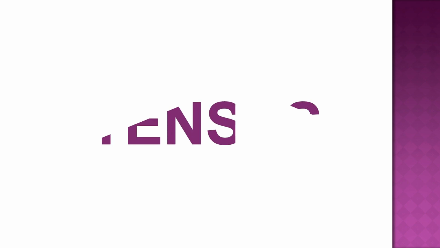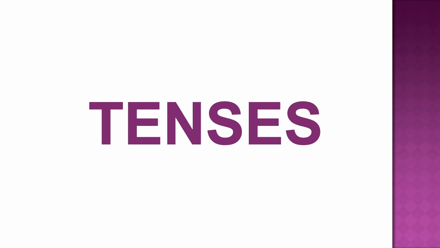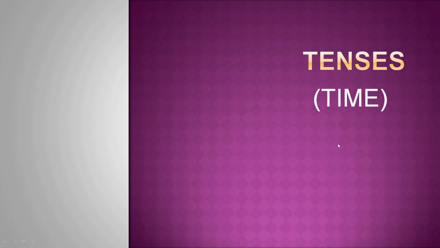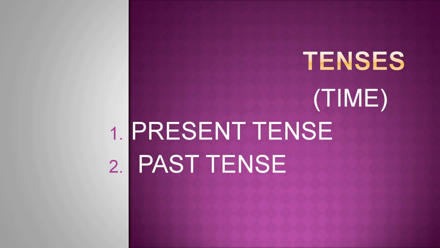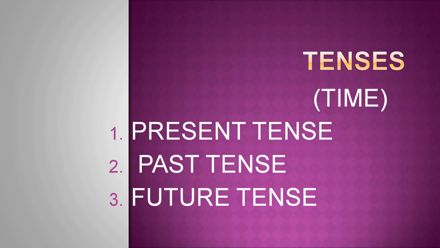So my dear students, today we will discuss tense. At first we have to know what is tense. A tense is a form of the verb that allows you to express time. That means the main thing is that tense means time. As it is written here, tense means time. As we all know, tense has three types. First one is present tense, second one is past tense, and the third one is future tense. Now all these three types of tense have their own types.